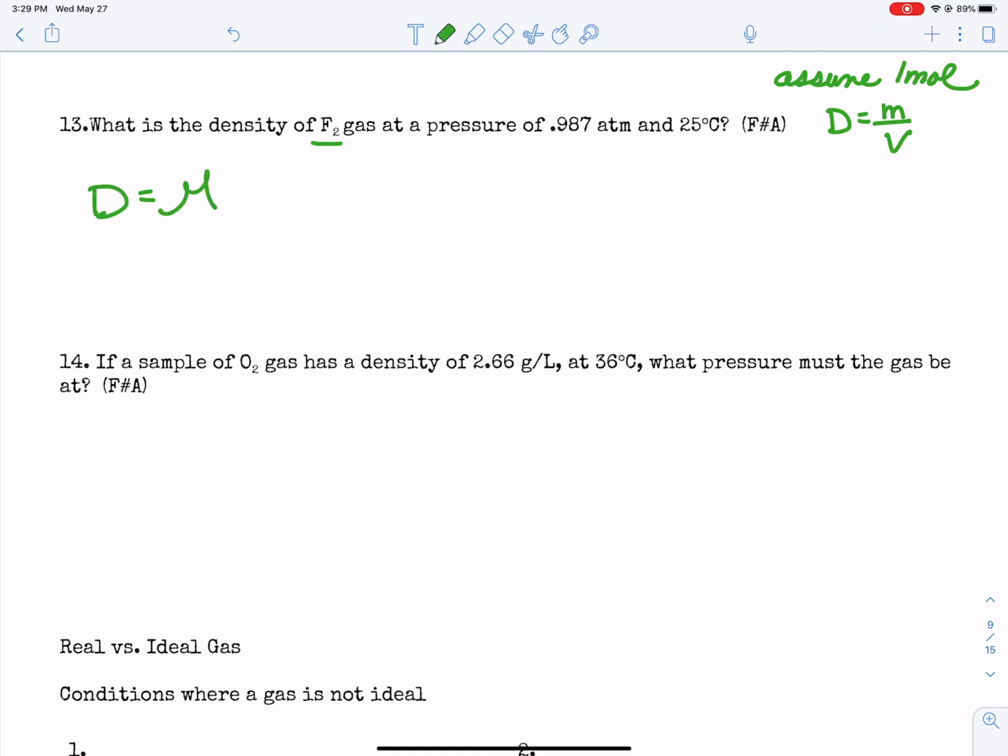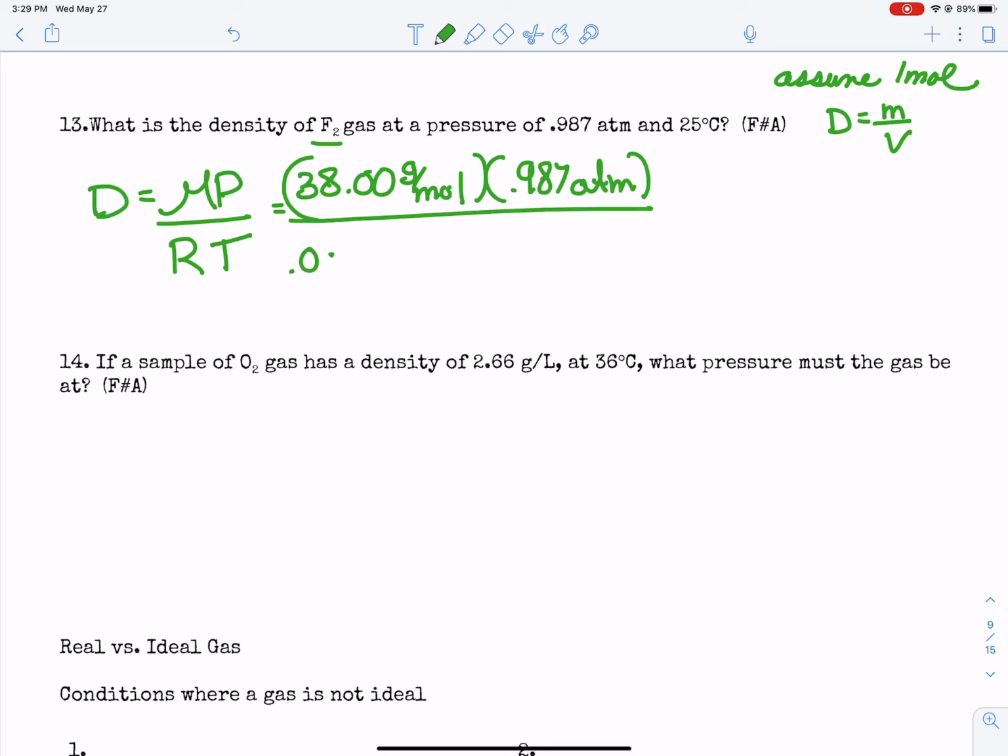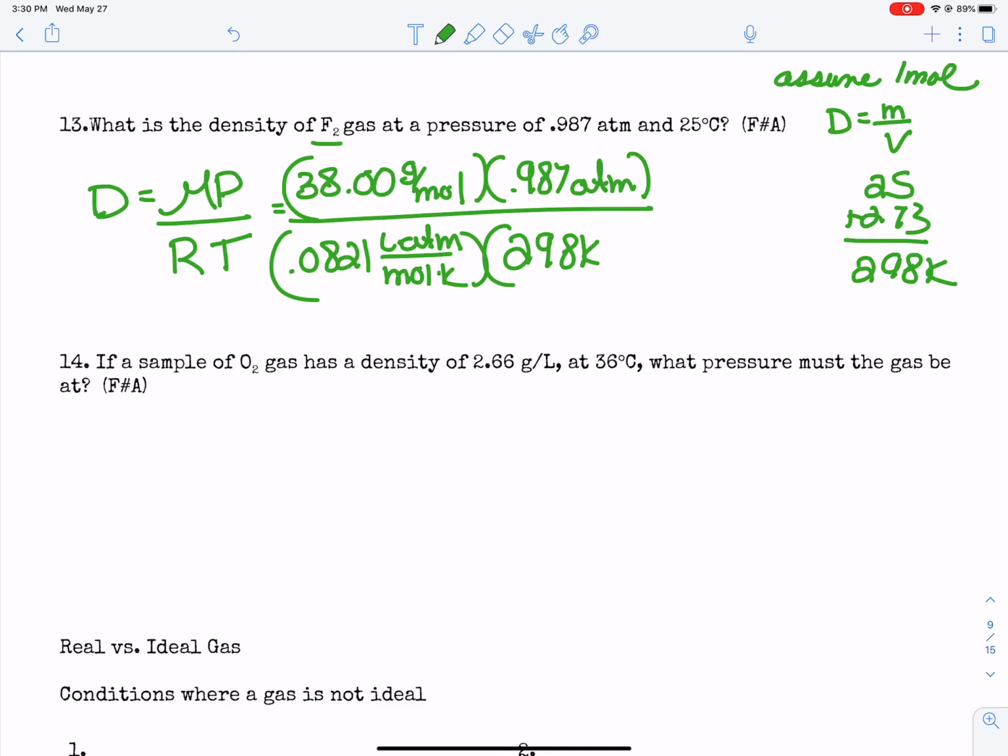Density equals molar mass times the pressure over the gas constant times the temperature. What is the molar mass of fluorine gas? 38.00 grams per mole. What is the pressure? 0.987 atm. What is the gas constant? 0.0821 liters times atm over moles times Kelvin. And what is the temperature? 25 plus 273 is 298 Kelvin. Right? Look at how nice the units cancel out. ATM, ATM, Kelvin, Kelvin, mole, mole.